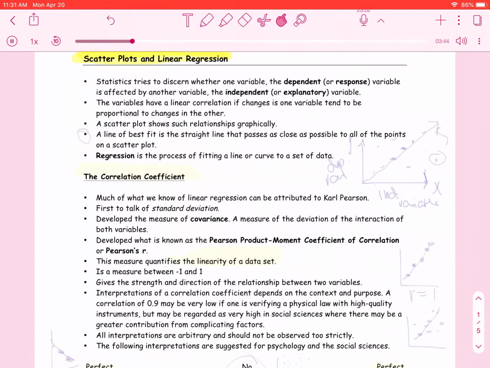In scatterplots and linear regressions, you might recall when you plot a scatterplot, it is always amongst x and y axes, where your dependent variable and your independent variable are located. Your independent variable is always going to be your x-axis, where your dependent variable is always going to be your y-axis.